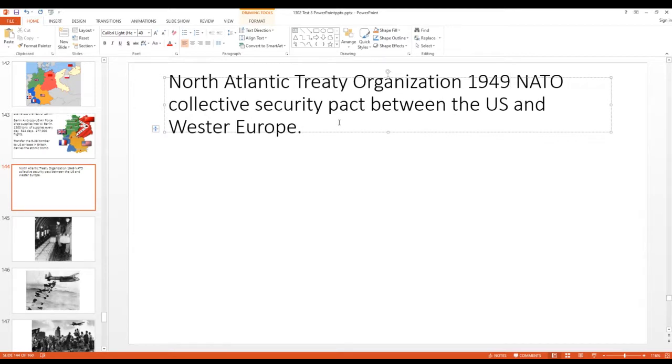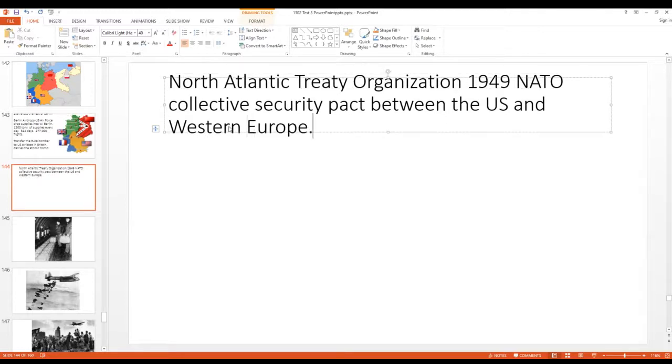For NATO. The Soviets responded by forming their own organization called the Warsaw Pact between themselves and their Eastern European nations.